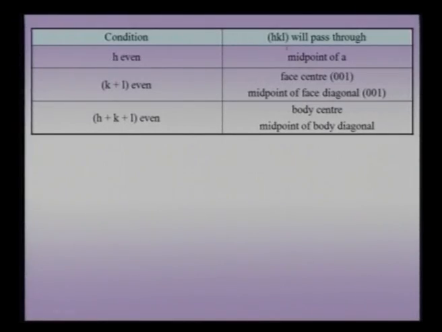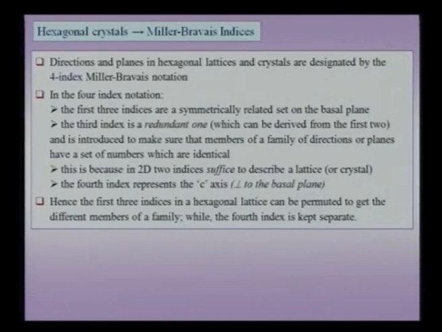Additionally, you will notice that if H is even, then it will pass through the midpoint of A. If H plus K plus L is even, the HKL plane will pass through the face center of 001, and if H plus K plus L is even, it will pass through the body center, or the midpoint of the body diagonal. So, we have to note there is additional information we can obtain from understanding these Miller indices, though at this point of time I am just briefly mentioning it, I am not going into the details of this analysis.